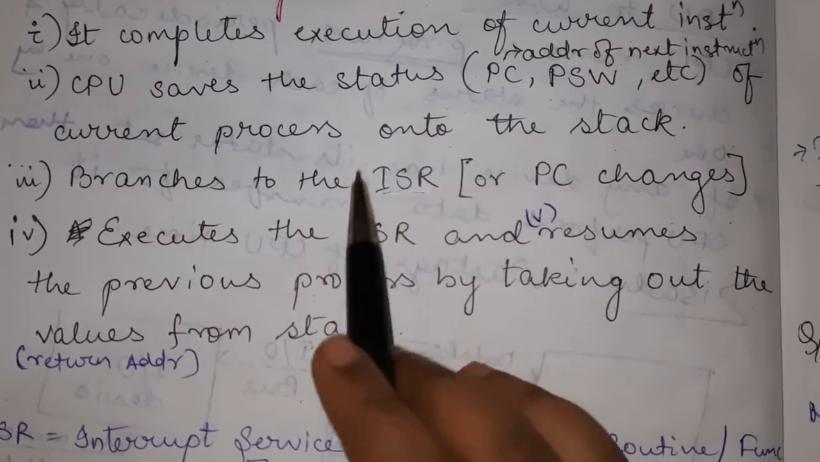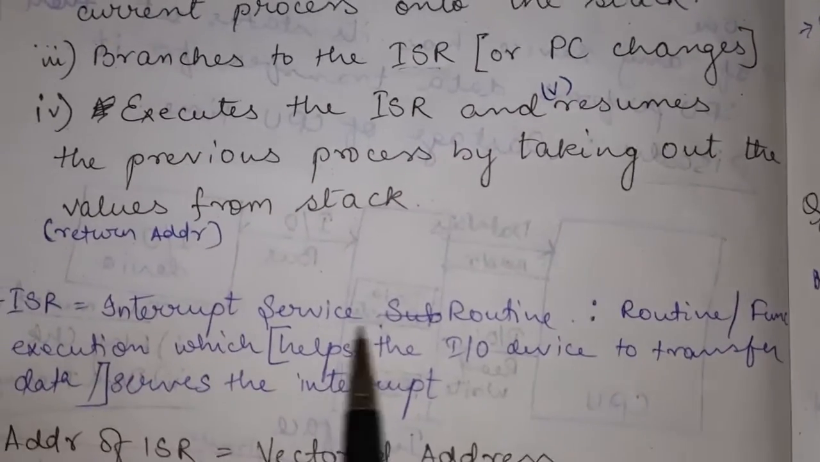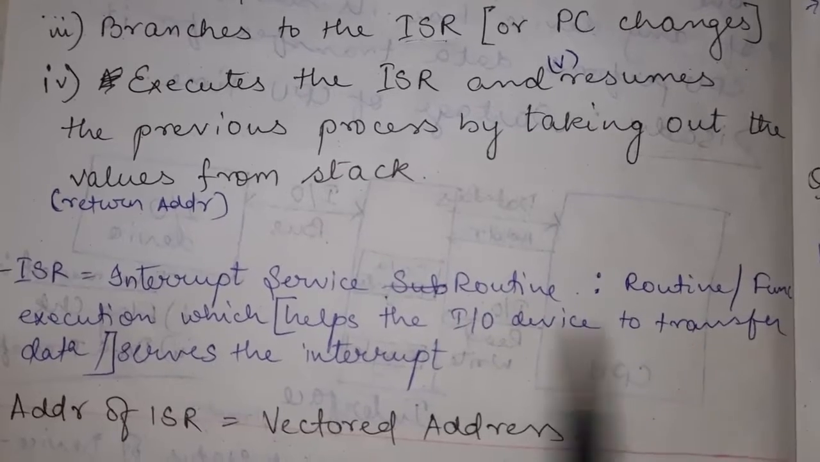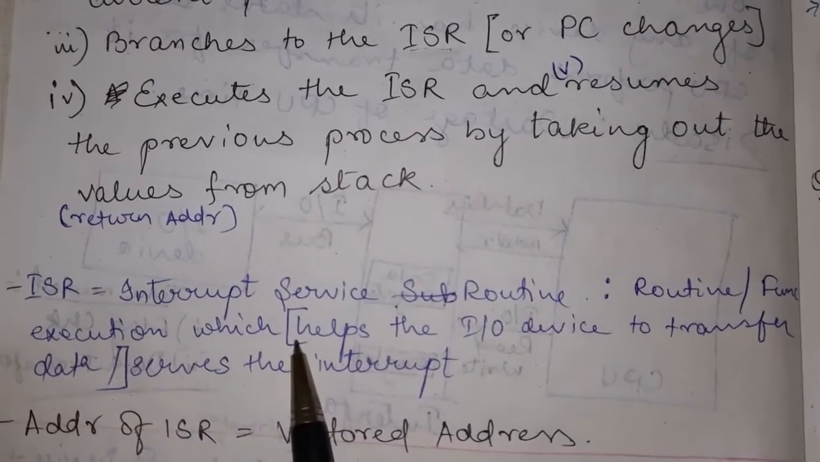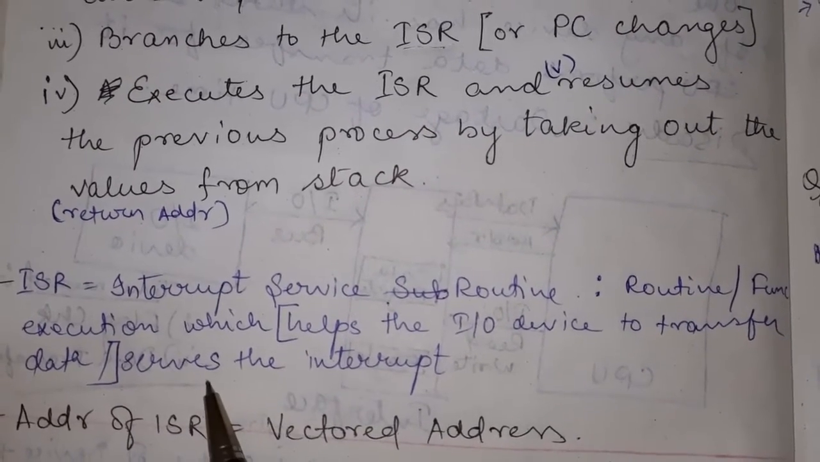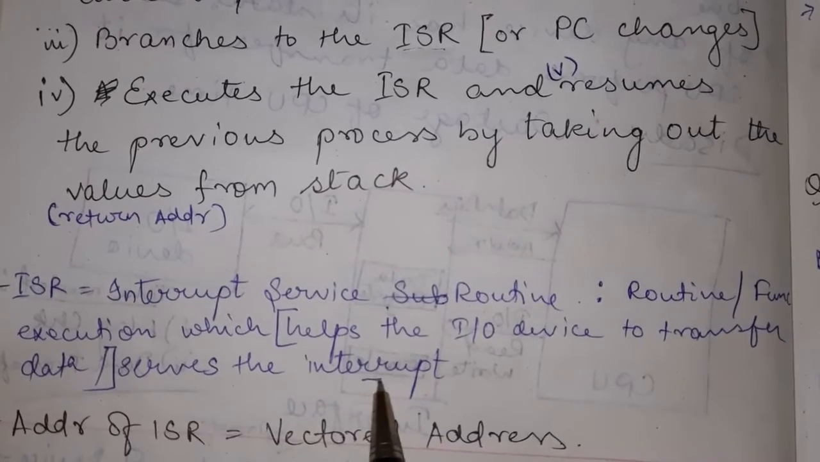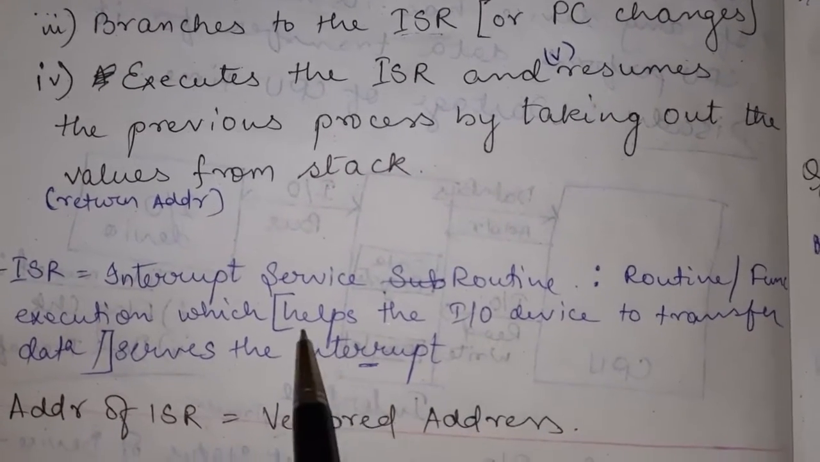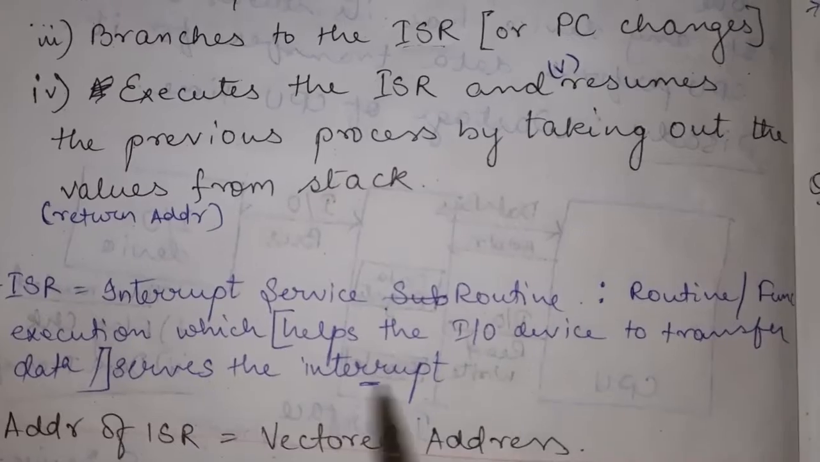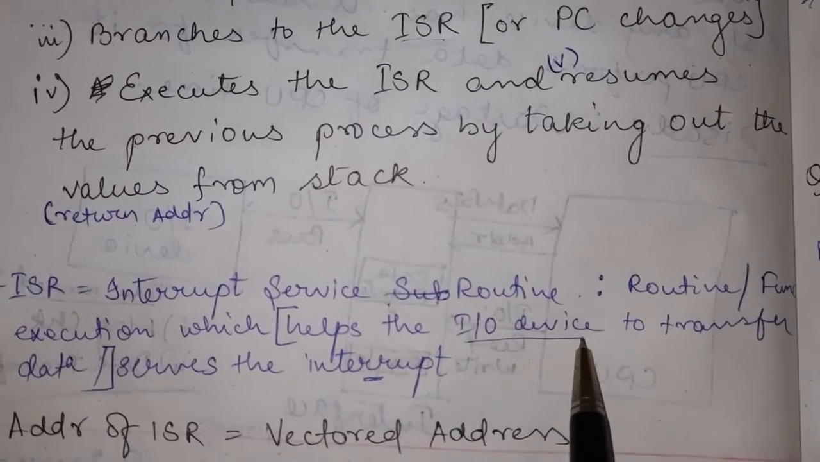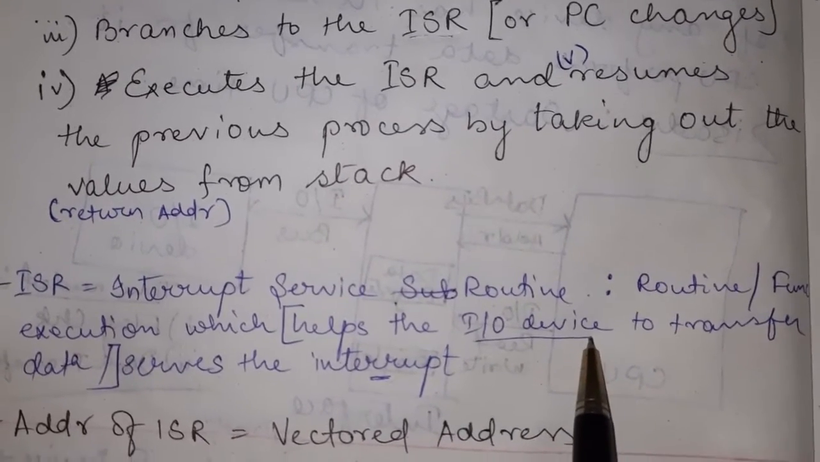Branches to ISR. What is ISR? ISR means interrupt service subroutine. That is a routine or function or procedure which is executed when the CPU gets any interrupt. So what exactly gets executed? Now it helps the IO device to transfer the data.